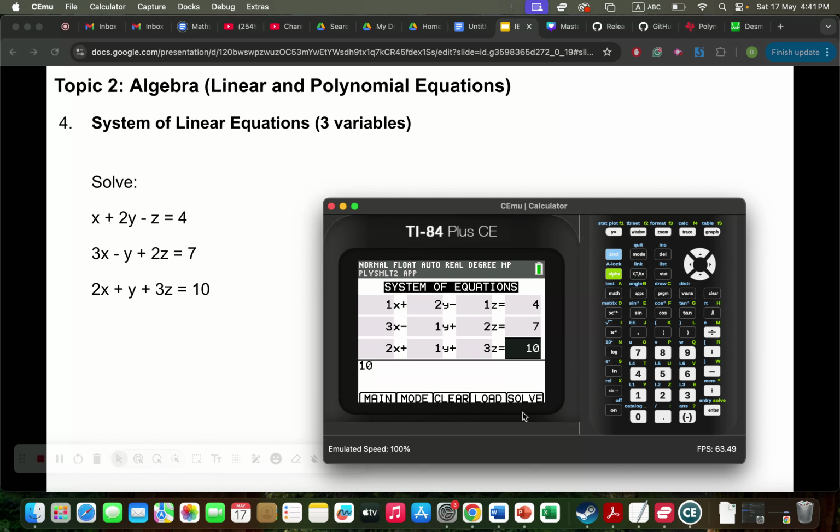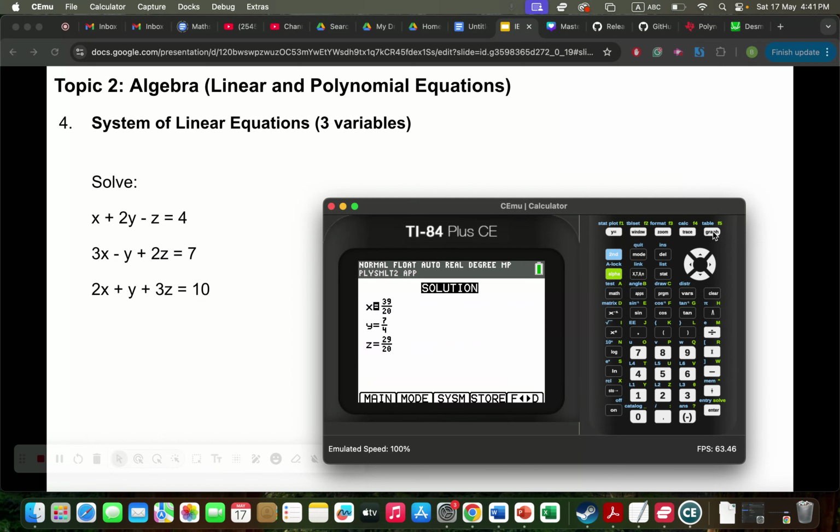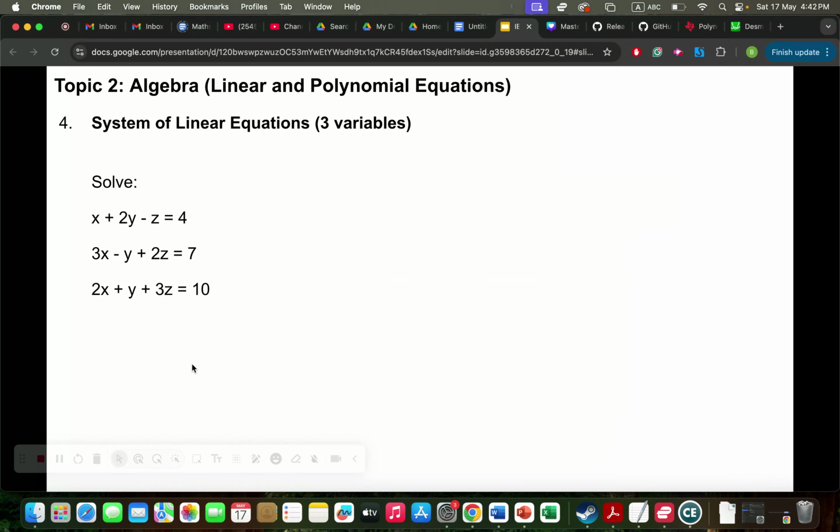All right, and now you want the calculator to find the values of x, y, and z. I'm going to click solve, and you're going to get the 3 numbers here, which is x equal to 39 over 20, y equal to 7 over 4, and z equal to 29 over 20. Okay, so that's really the answer for that. Now, if you want it in decimals, you can just click on this, which is FD. Then that will give you all the numbers in decimals, but it's not a requirement at all unless the question suggests so. Okay. So question 5, let's move on.